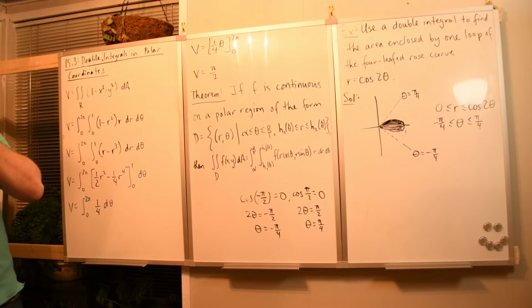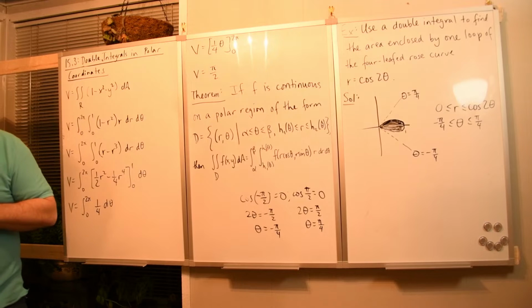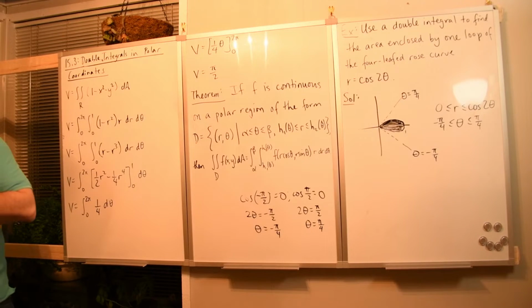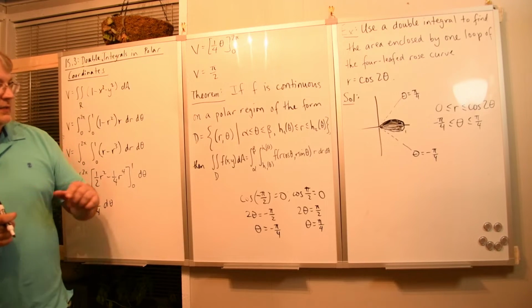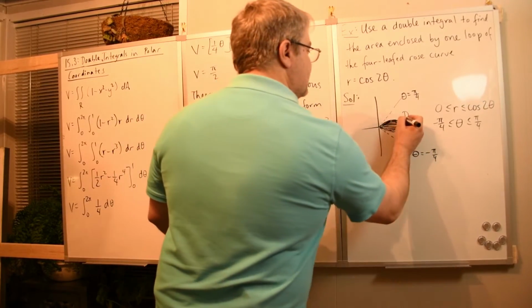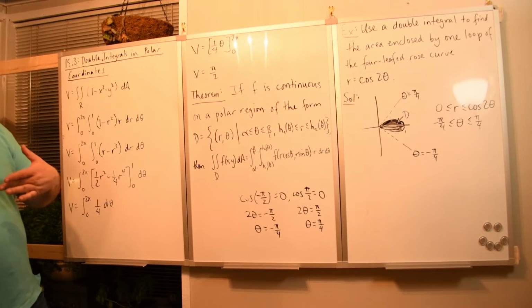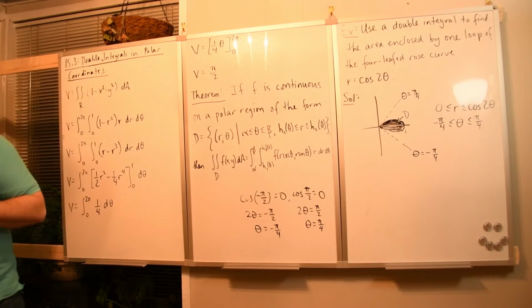So those will be our limits of integration. Little r from 0 to cosine 2 theta, and theta from negative pi over 4 to positive pi over 4. So if you think about this as our region D, so to speak, let's say that's our region D, then we take a look at the area of this region.